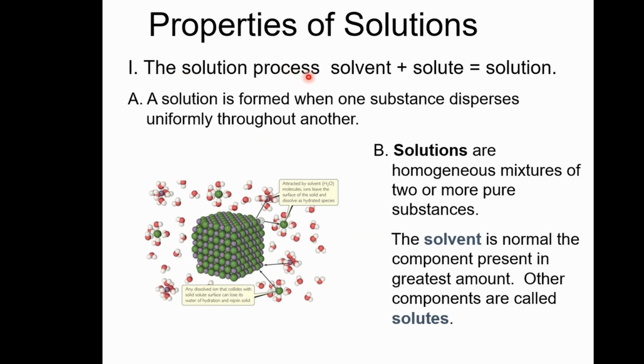So the solution process, what does that mean? That means you have to get solvent, typically a liquid, and solute could be a liquid, or could be anything really. And you form this solution. And technically we say a solution is formed when one substance disperses uniformly through another. So this should be a review. Solutions are homogeneous mixtures of two or more substances, and the solvent is normally the component present in the greatest amount. Other components are called solutes.